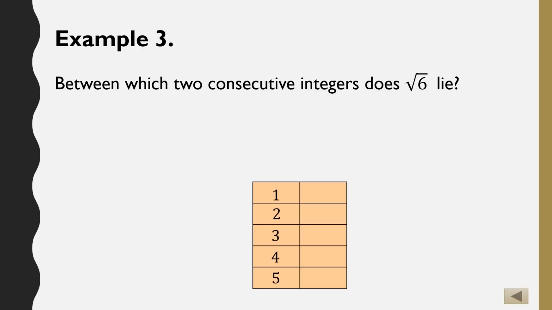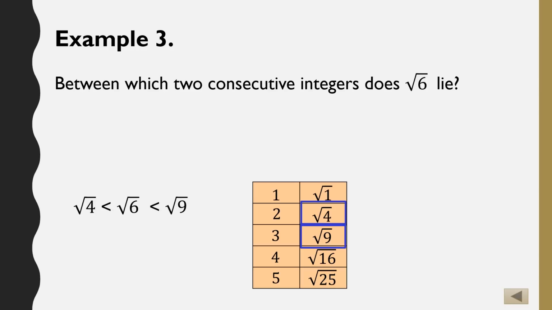So, isulat natin 1 to 5, and then let us now write the square roots of each number. Square root of 1, square root of 4, square root of 9, square root of 16, and square root of 25. Ano sa tingin nyo yung dalawang numbers na pumagitna sa square root of 6? O saang gitna nakalagay ang square root of 6? Tama, iyon ay nasa gitna ng square root of 4 at ng square root of 9.